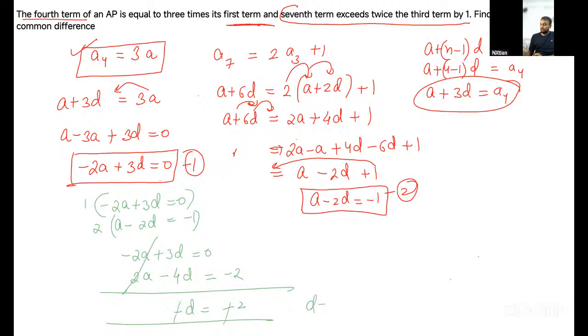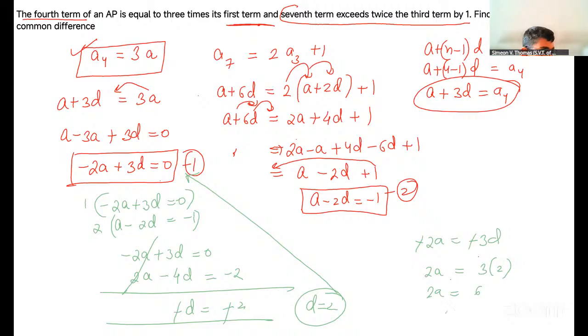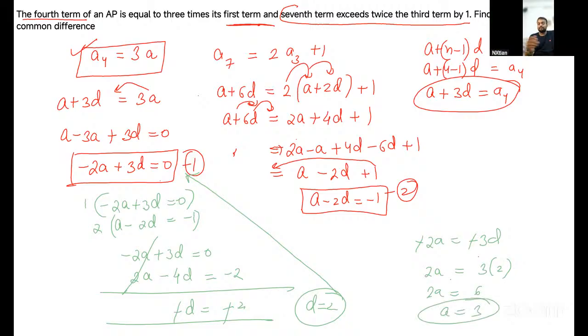So I got d as 2, and then I will put it into this equation. So minus 2a is equal to minus 3d, minus and minus cancel. 2a is equal to 3. I got it. This is the answer.